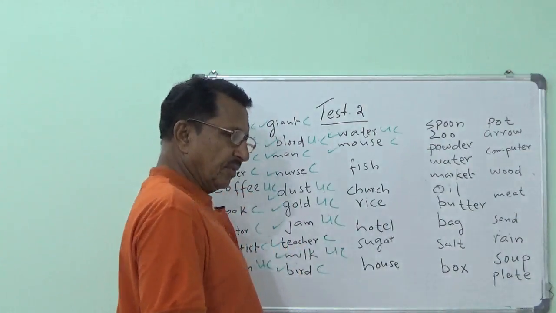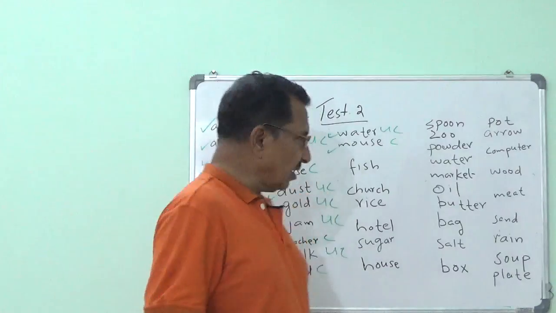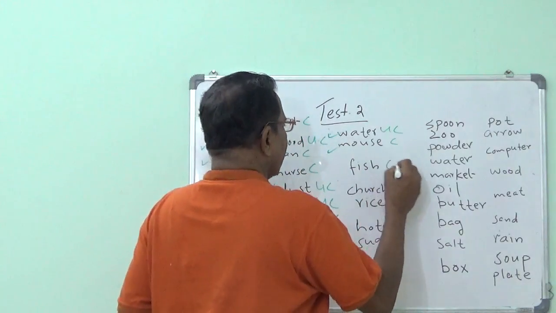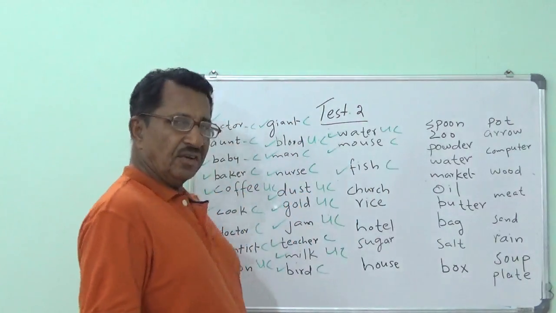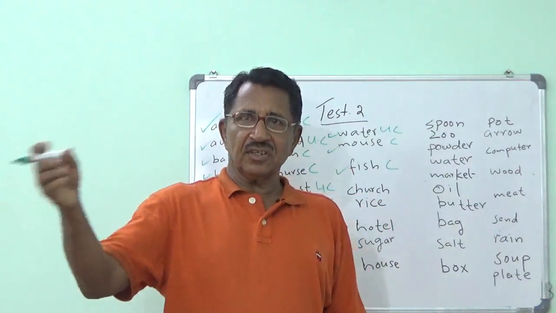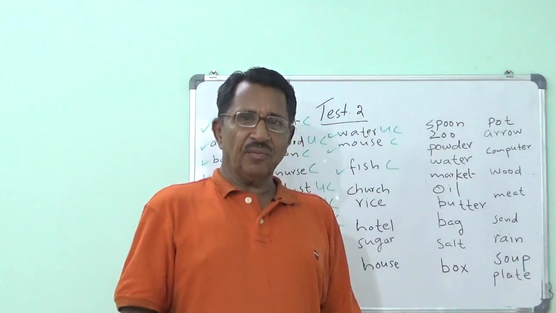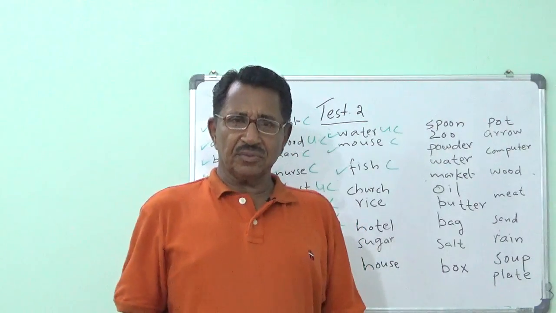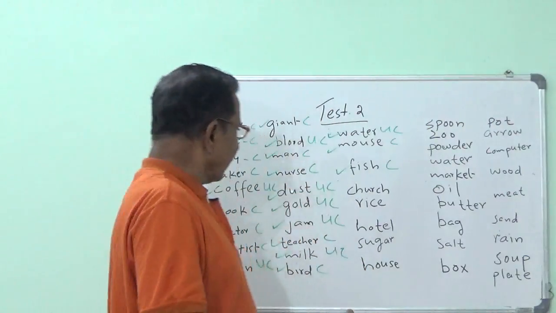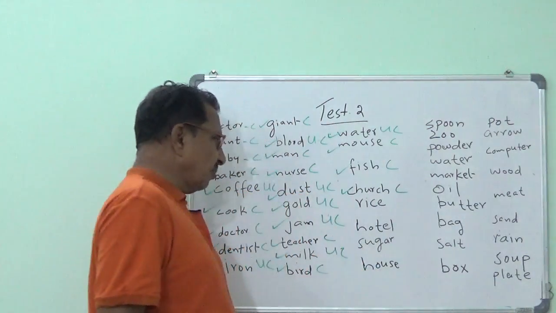Fish. Can you count? One fish, two fish, three fish, four fish. Yes, definitely. Therefore, it is countable. Okay. Church. Can you count church? Definitely. You can see one church here. In this city itself, there are seven churches. You can see St. Philomena's Church, you can see St. Joseph's Church. So that can be counted. Okay? So you are getting 100 out of 100.